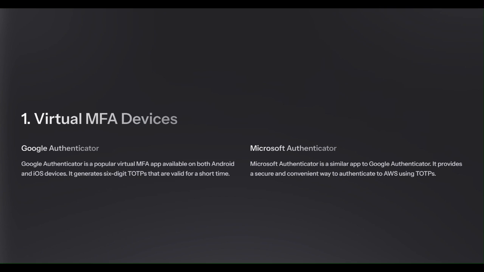Let's delve deeper into virtual MFA devices. These are software applications that can be installed on smartphones or tablets. One common example is Google Authenticator, which is widely used for its simplicity and ease of access. Once set up, the app continuously generates six digit time based passwords which must be entered during login. These codes are valid for only a short duration, usually 30 seconds, making it difficult for an attacker to use a code if they somehow gain access to it.